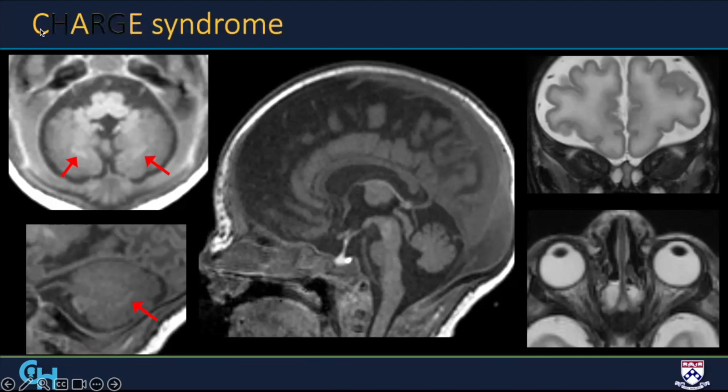I like to think about this as CAE syndrome because that's what we see on brain imaging. You may see colobomas, atresia of the choana, and the ear abnormalities. But also remember this eponym called ECHO. And now these are the most common things that you'll see in CHARGE, over 90% each.